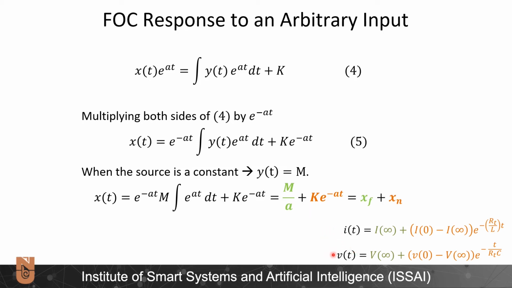Let's recap. Let's remember what was the output of RL and RC circuits for constant inputs. These were exactly in the same functional form. So basically, by using this expression 5, we can find the output of differential equations of first order for arbitrary inputs and use them to solve first order electrical circuits.